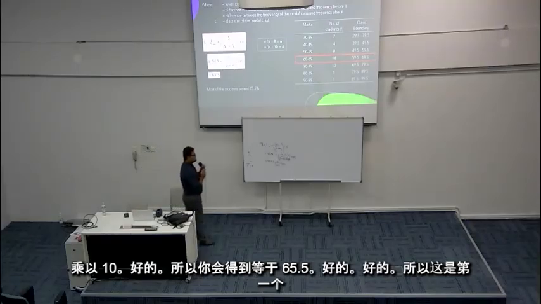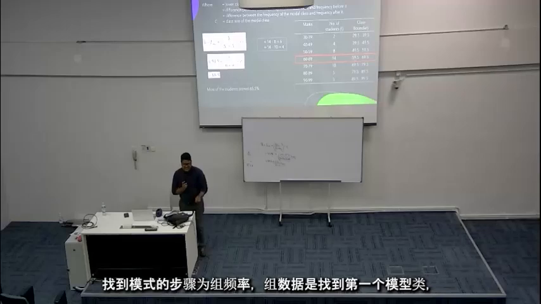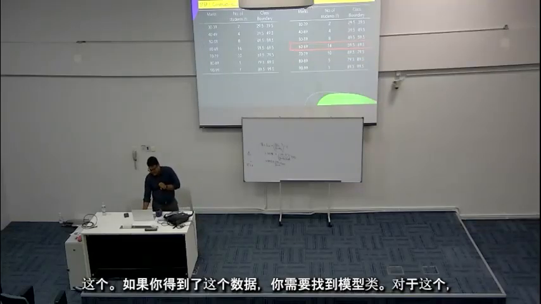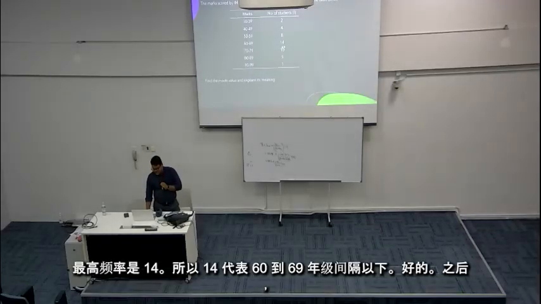Alright, so this is the first step to find the mode for grouped data: find the modal class. If you are given this data, you need to find the modal class. For this one, the highest frequency is 14. So 14 falls under the 60 until 69 class interval.